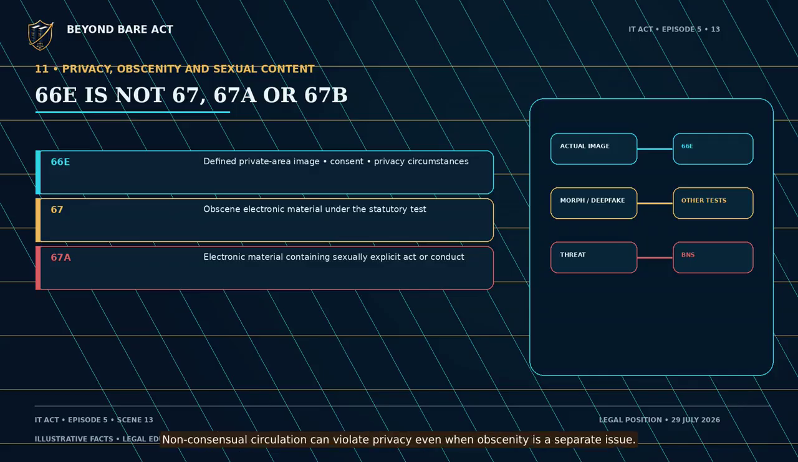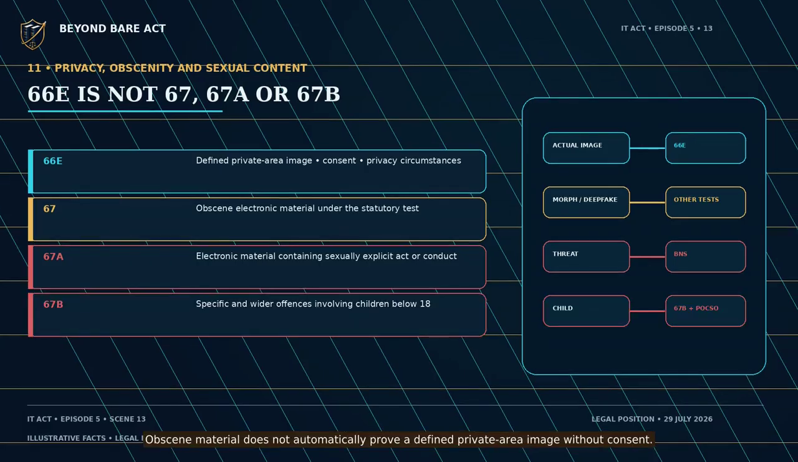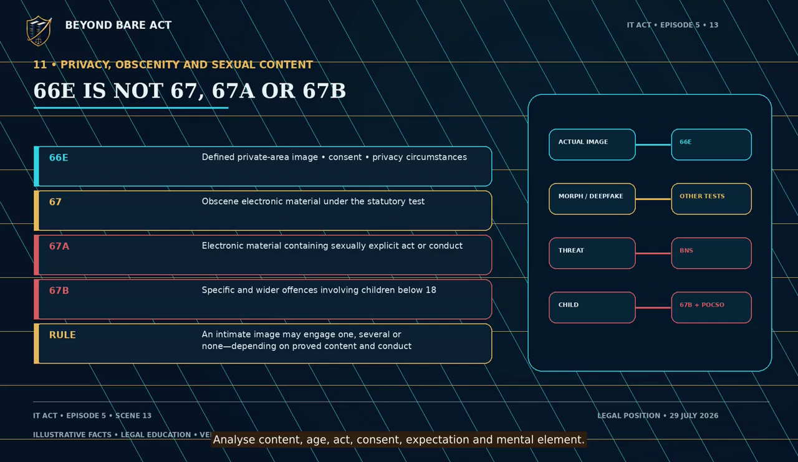The categories may overlap, but answer different questions. Non-consensual circulation can violate privacy even when obscenity is a separate issue. Obscene material does not automatically prove a defined private area image without consent. If a child is involved, Section 67B and the POCSO Act may become central. Analyse content, age, act, consent, expectation and mental element. Obscene, explicit and private are not interchangeable.